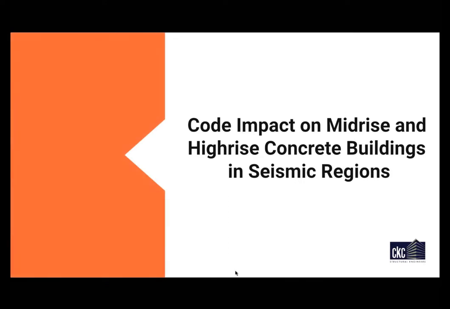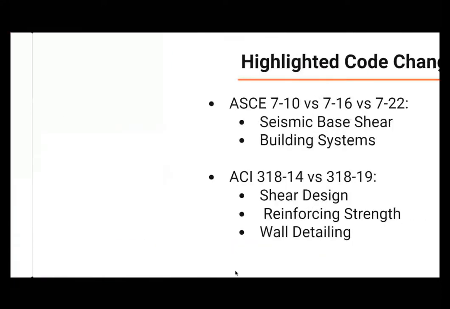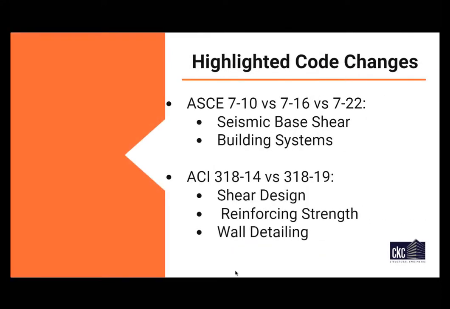So, code impact, first section, code impact on mid-rise and high-rise concrete buildings in seismic regions. Let's move on to the next slide. So, highlighted code changes. There's a lot of changes that happen. We're going to highlight the ones that are particular to this presentation, which basically we're looking at the ASCE 7 changes combined with the ACI 318 changes that relate to some elements of concrete building design.